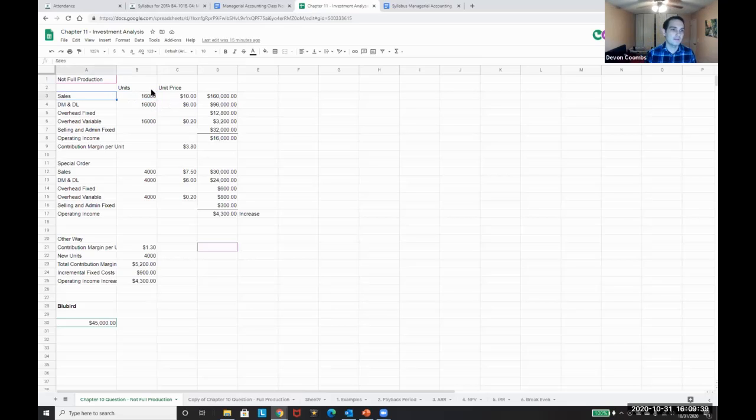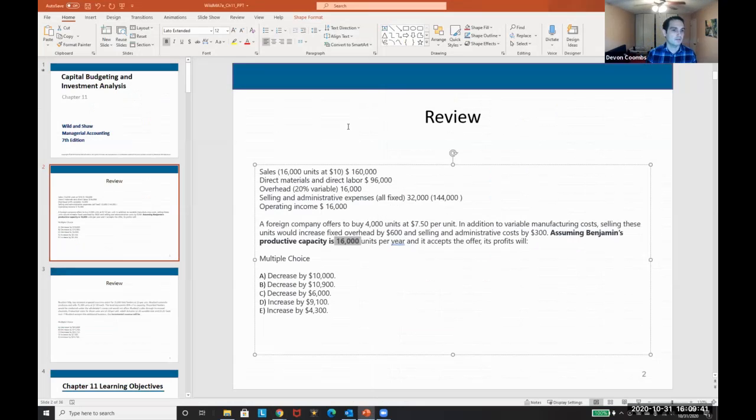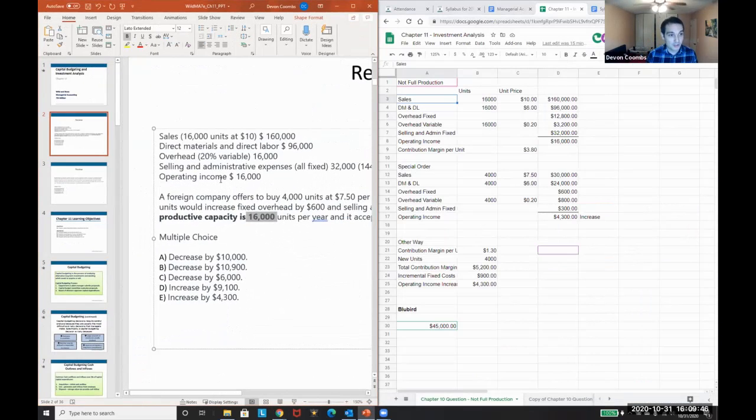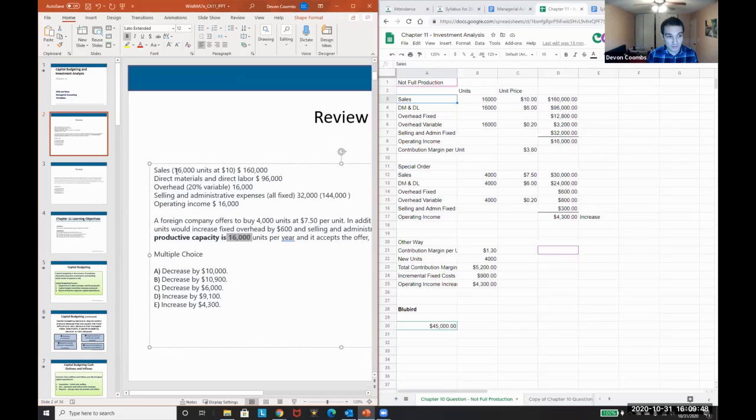So the thought here is, and this is just information pulled from the question set, I'll put this side by side so we can all see. We have sales of 16,000 units at $10, that's $160,000. Then direct materials and direct labor. These are relevant costs, right? Direct material and irrelevant costs because we can't control these. These have to be used. They're variable costs that have to be used to make more sales, right? So we always split out the variable versus non-variable components.